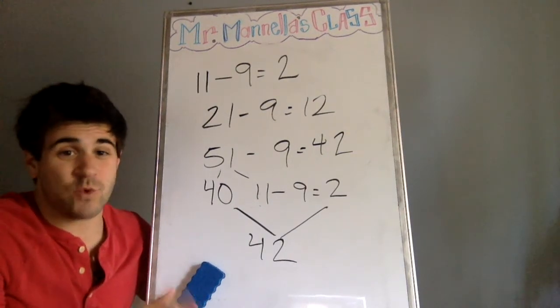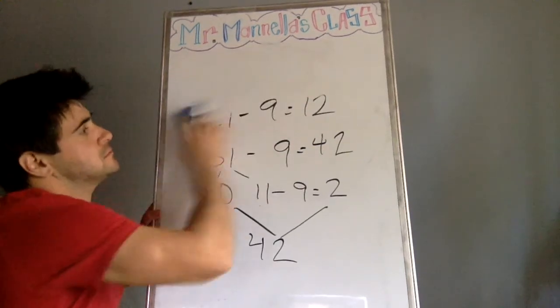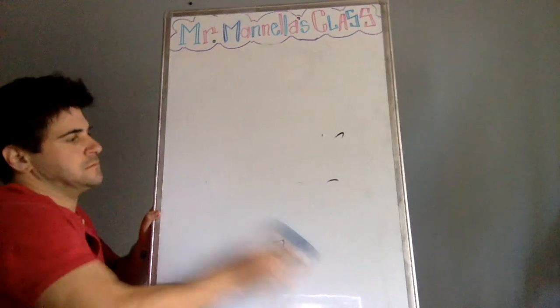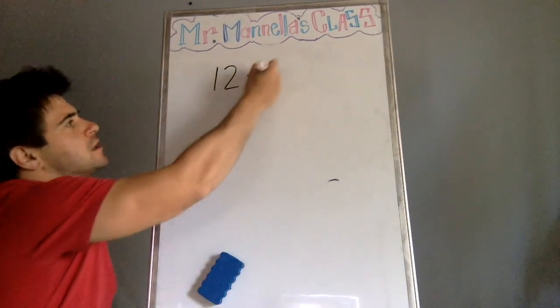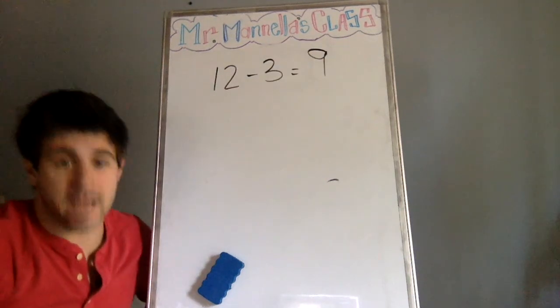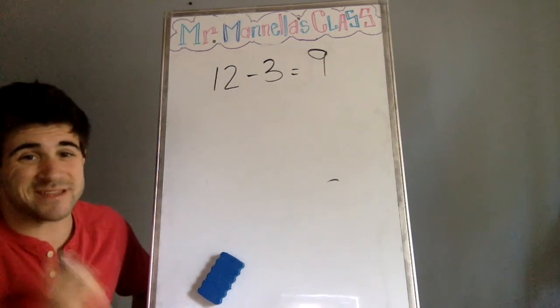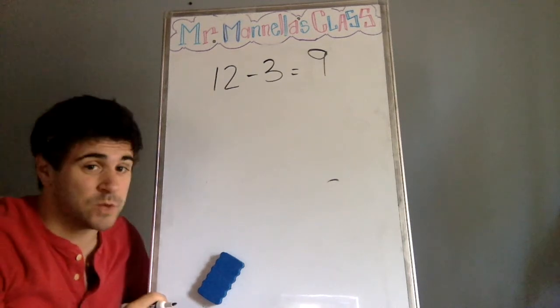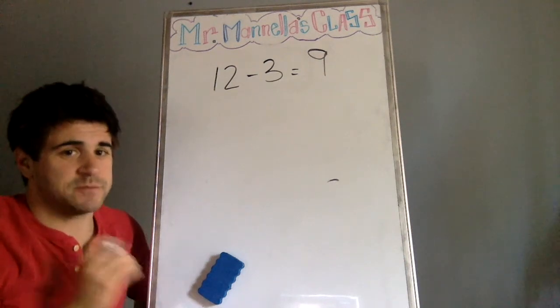Let's move on to 12s. We're going to start with 12 minus 3. Twelve minus 3 is 9. Okay, anytime a 2 takes away a 3, you get a 9. 2 minus 3 is not 1. 3 minus 2 is 1. 2 minus 3 is not 1. You can't reverse them with subtraction.